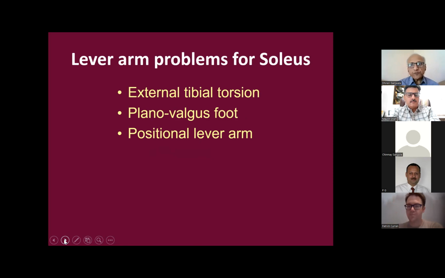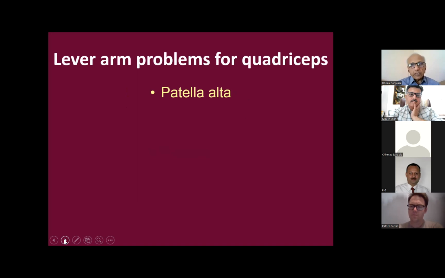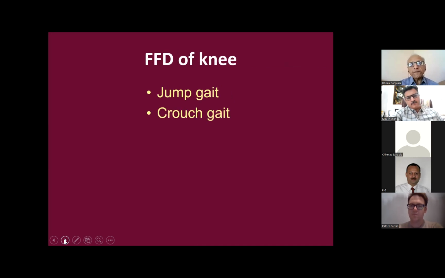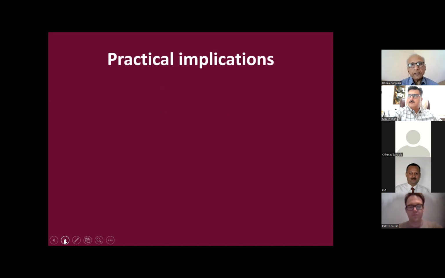The lever arm problems for the soleus can be because of external tibial torsion, the planovalgus foot, and the positional lever arm problem. The lever arm problem for the quadriceps is that patella alta reduces the lever arm for the quadriceps mechanism. And fixed flexion deformity at the knee can result in jump gait or a crouch gait. But crouch gait is a more stable gait, and that allows the patient to walk with more stability in the stance phase. A lot of patients with a flexion deformity adopt a crouch gait.